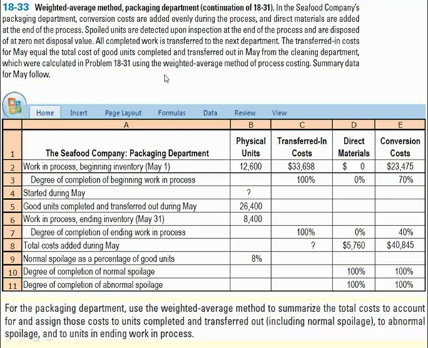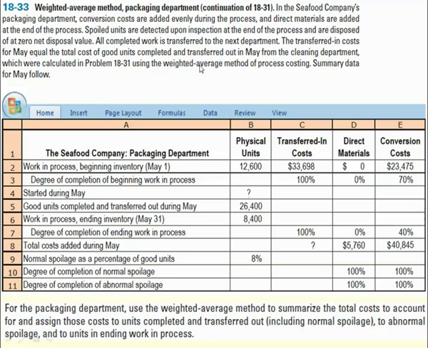The transferred in costs for May equal the total cost of good units completed and transferred out in May from the cleaning department, which were calculated in problem 1831 using the weighted average method of process costing. Summary data for May are as follows. Here we are talking about the second department in the same company, which is the packaging department.